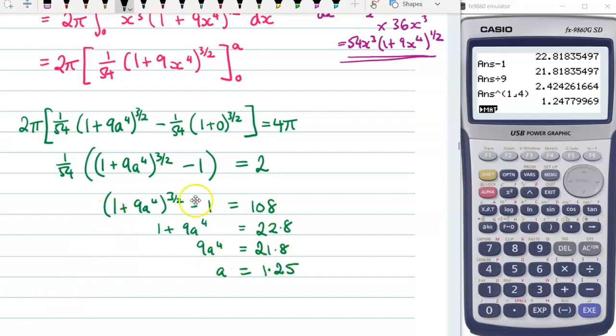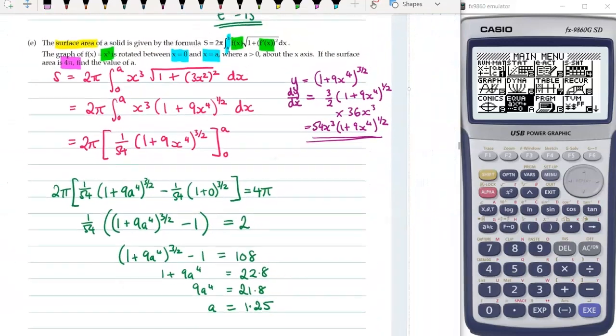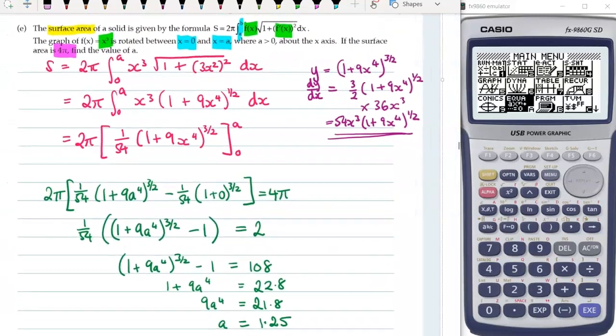You could also, at any stage in this working out, to work out the value of a, use equation solver, this function on your calculator. If you don't want to go through all of the steps there, you can type one of these lines in and get it to equation solve for you. So there's the whole of that one on one screen.